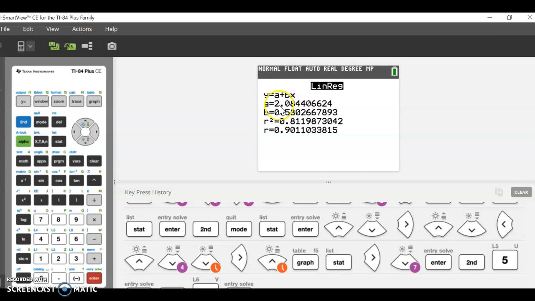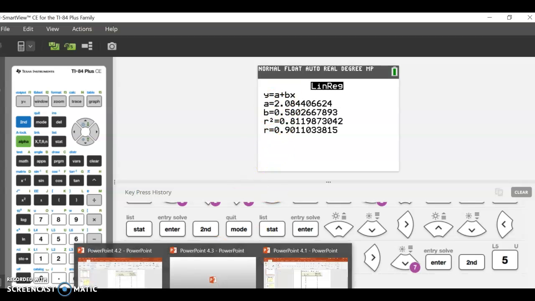So here's my y-intercept and my slope of my data. I need to record that. I'm going to record that on my PowerPoint.